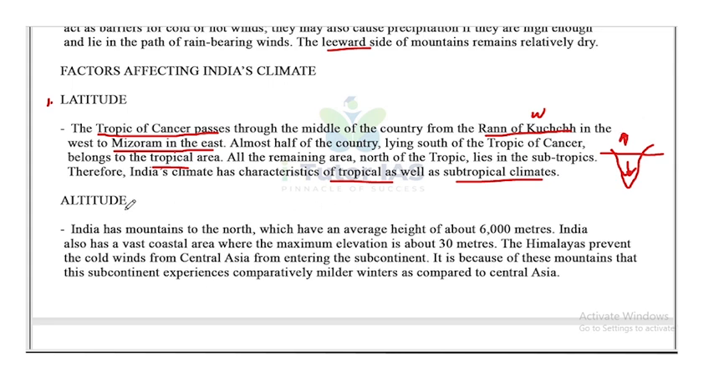Now the second one is altitude. India has mountains to the north which have an average height of about 6,000 meters. India also has vast coastal areas where the maximum elevation is about 30 meters. The Himalayas prevent the cold winds from Central Asia from entering the subcontinent. It is because of the mountains that this subcontinent experiences comparatively milder winters as compared to Central Asia. So, with the help of the Himalayas, we don't experience extreme cold climate in the winter season.